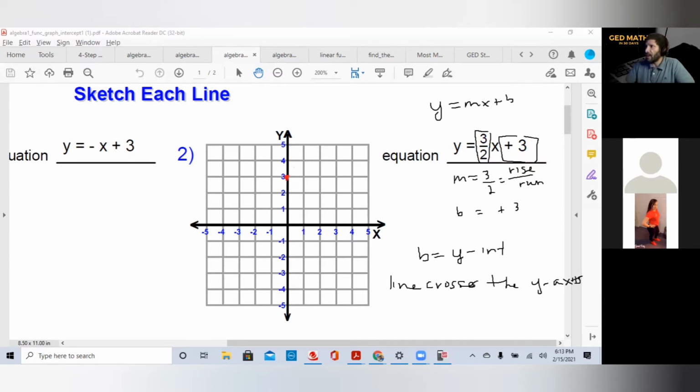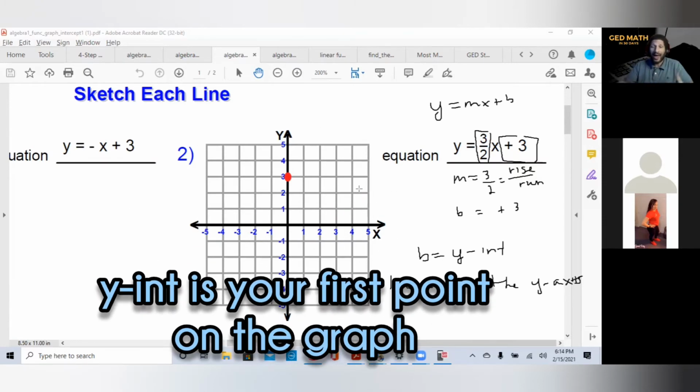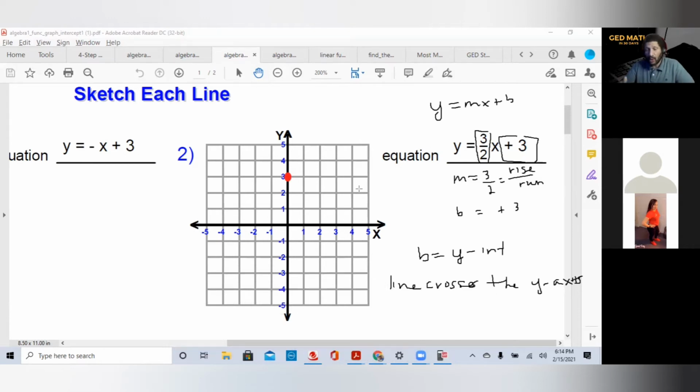Actually, you know what? Let me grab a point. Let me drag my point tool. So plus 3, that's my first point. That's easy. Okay, when you're given an equation, your first point should be your y-intercept, where it crosses the y-axis. Well, how do we get our second point?